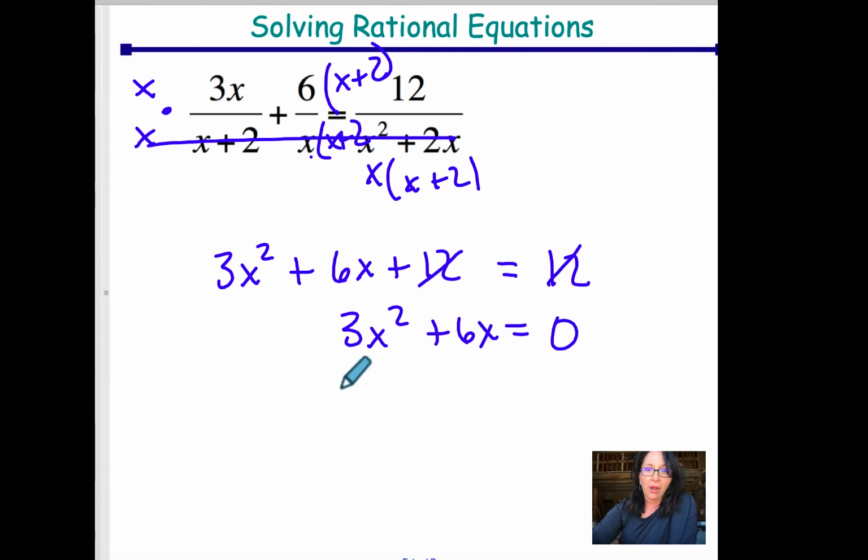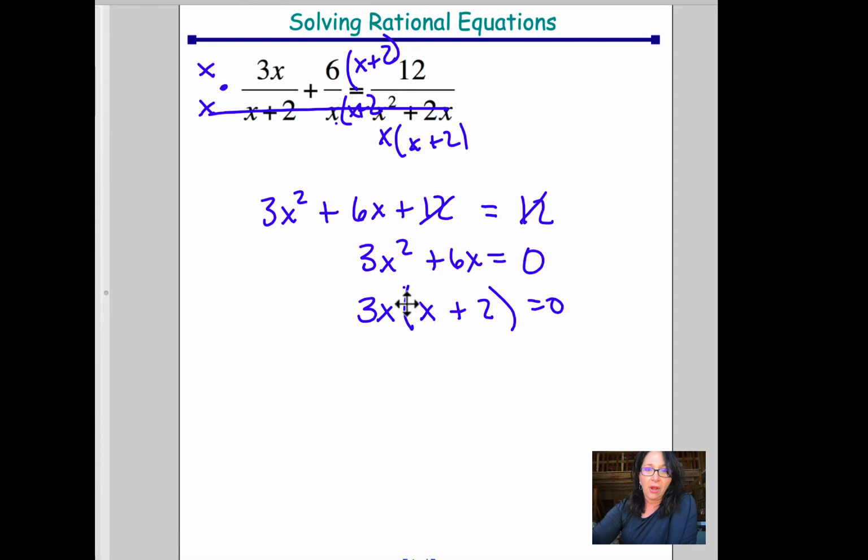Now what I'm going to do is factor out a 3. I get x, oh, and an x. Let's do that. Let's take out a 3 and an x. And hold on. So we have 3x. We're going to factor out that. And we have x plus 2 left. And that equals 0. So I'm going to set both of these equal to 0. 3x equals 0. I've got x plus 2 equals 0. So here, x is equal to negative 2.